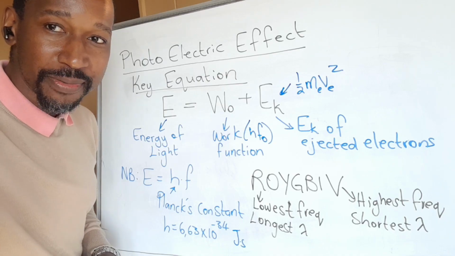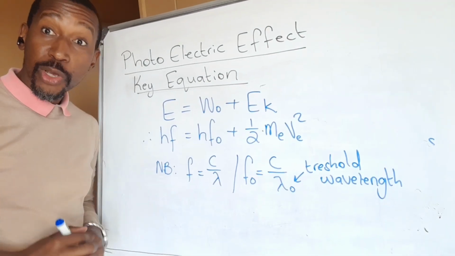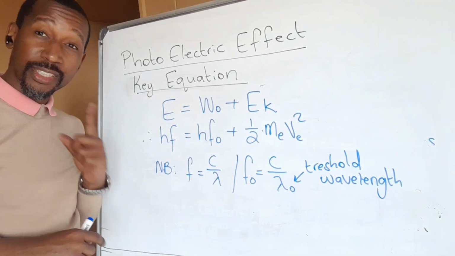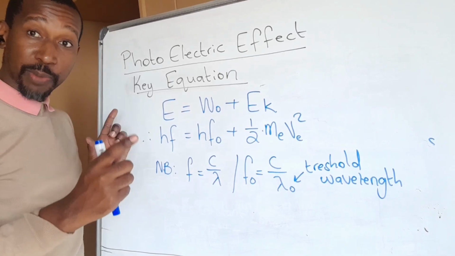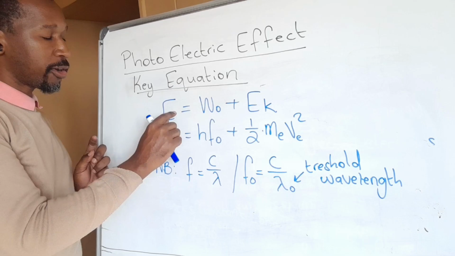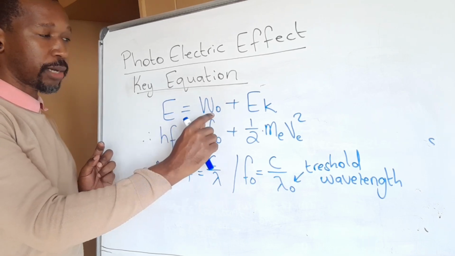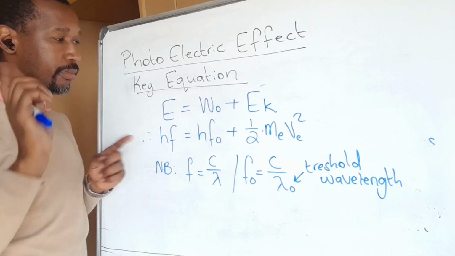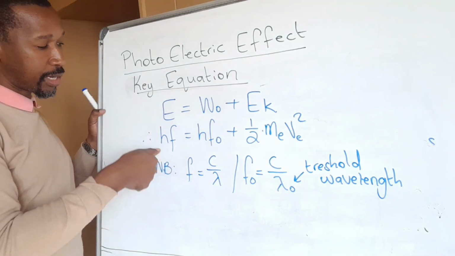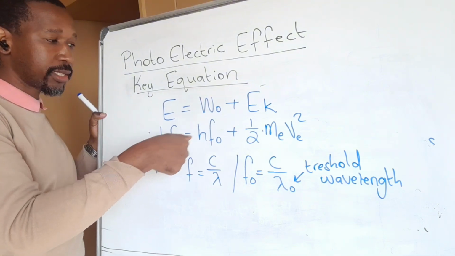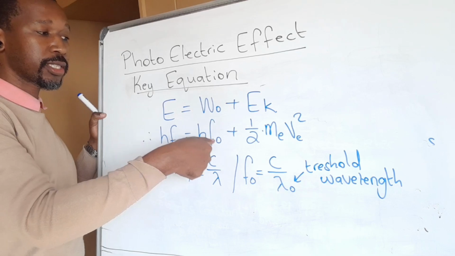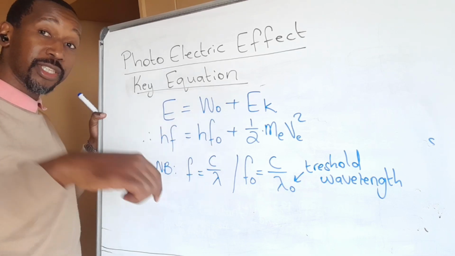Let's go on. Before we go into the questions and deal with issues of intensity of the light and other things, let's look at the formula in the expanded format. So, energy of light is equal to W0 plus EK. Also, this means that when we take Planck's constant times the frequency of the light, it will be equal to Planck's constant times the threshold frequency of the metal.